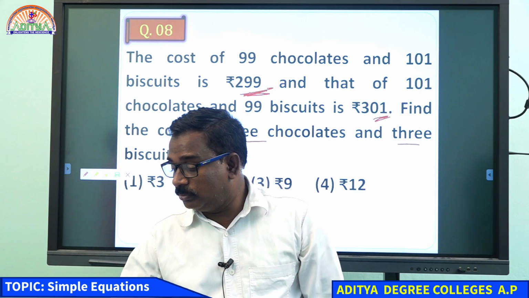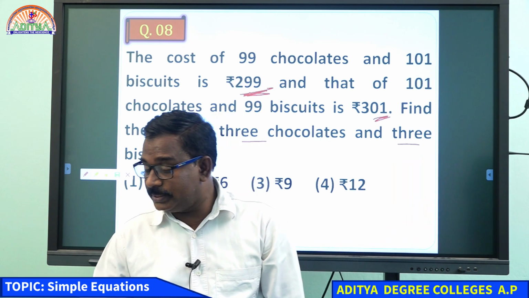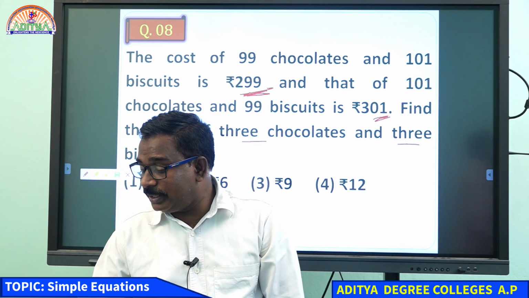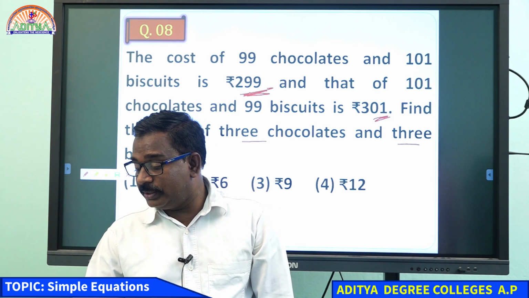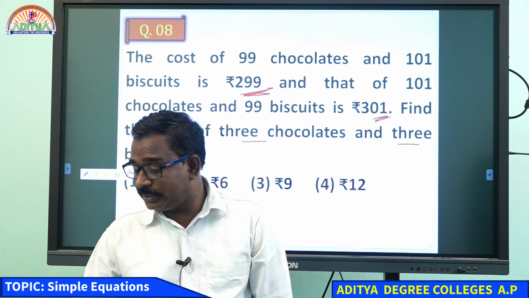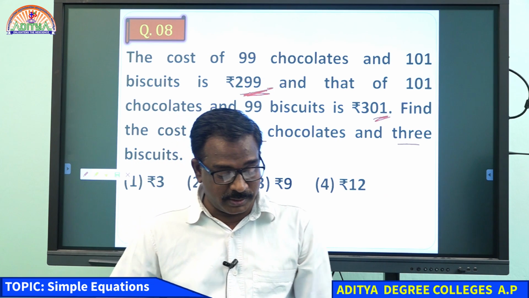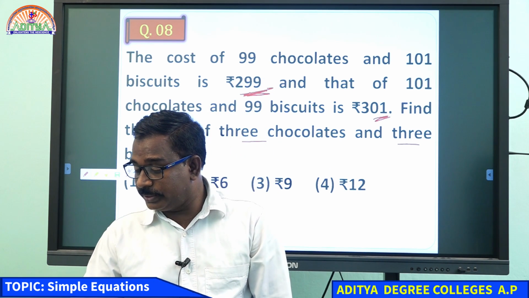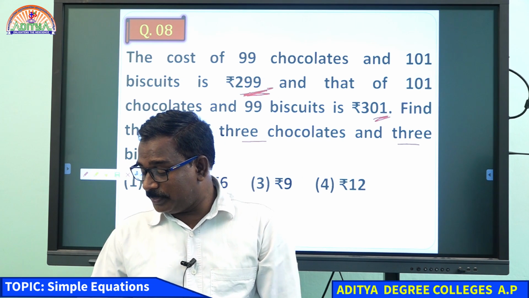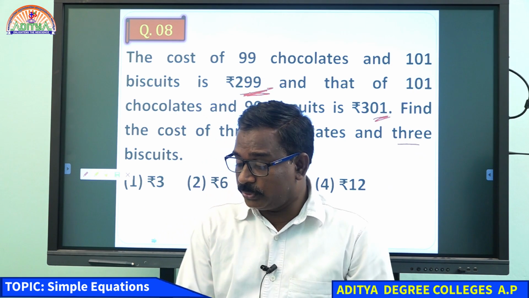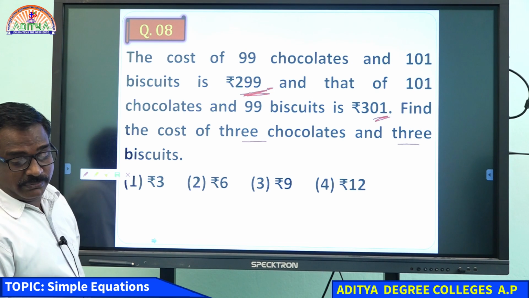Many of you wrote the answer as 9. Somebody wrote 3, Sri Kirti wrote 3, and many of you wrote option 3, that is 3 rupees. Very good. Is it correct or not? Please check it once. I am going to do this one, just verify your answer.